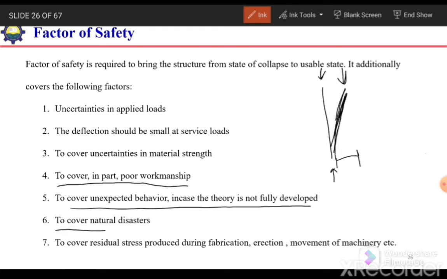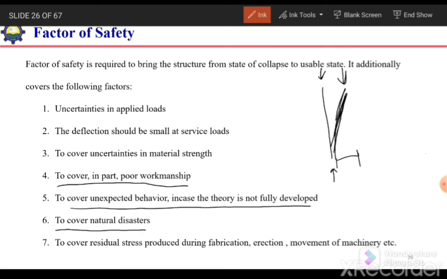It also covers natural disasters. Although we consider the dead load, earthquake load and wind loads while designing the structure, there is a possibility that the magnitude of the earthquake is higher than expected. In that case, our structure will collapse. To account for that, we need to apply some factor of safety, so that if a higher magnitude earthquake hits the structure, it should not collapse.